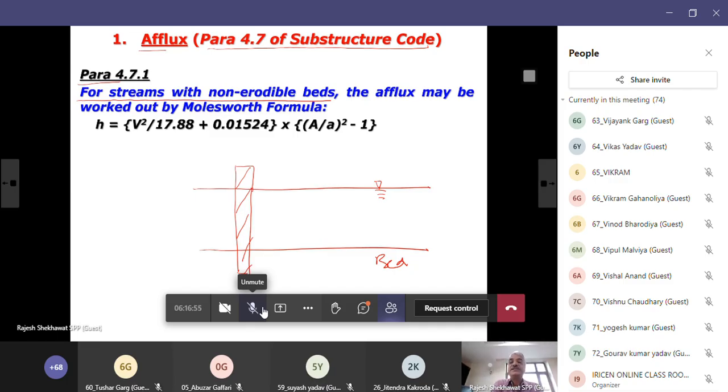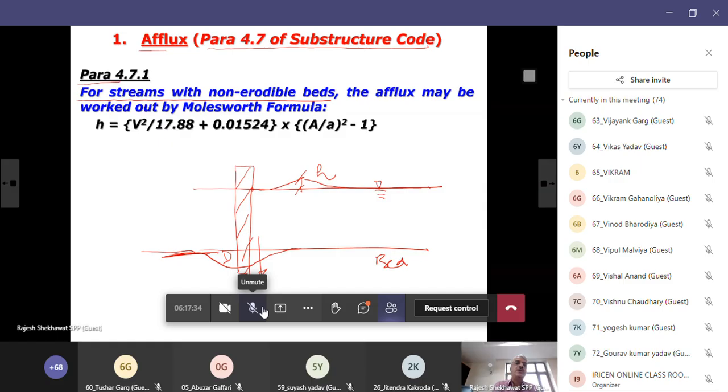Now, because of that, two things can happen. If my bed is soft or erodible, maybe scour will be here. That is one thing. So some energy is dissipated in creating the scour, and some energy creates your afflux here. And so there is always a balance between scour and afflux, H and D. If your bed is soft, scour will be more, and if bed is very, very soft, scour will be maximum, afflux will be 0. But if your bed is harder, scour will be less, afflux will be more.